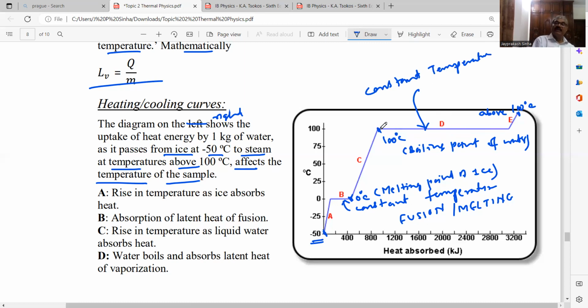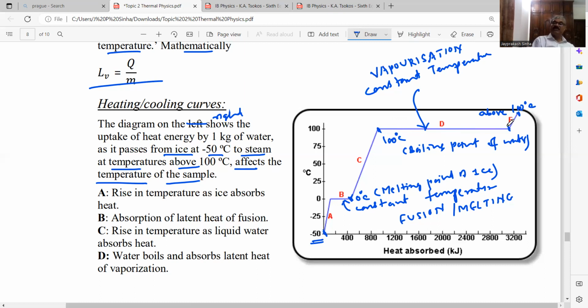Because here the change of state is from liquid to gas, it is called latent heat of vaporization. This is the vaporization. Then, at the beginning of E, your whole amount of water has been converted into steam.